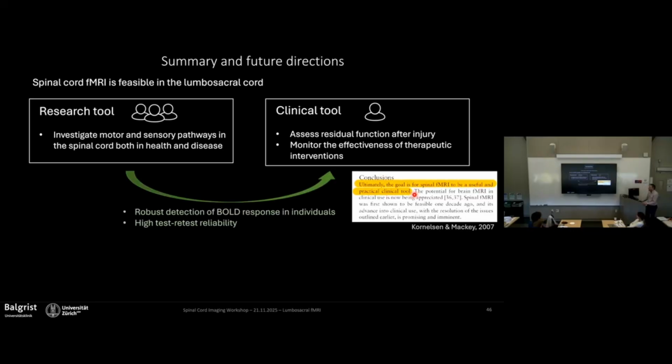At the moment, we are not there, so we need quite a lot of improvement in terms of robustly detecting responses on a single subject level and to achieve a better test-retest variability, which could be done by improving image acquisition and image processing, especially denoising methods. So sorry if it was too long.